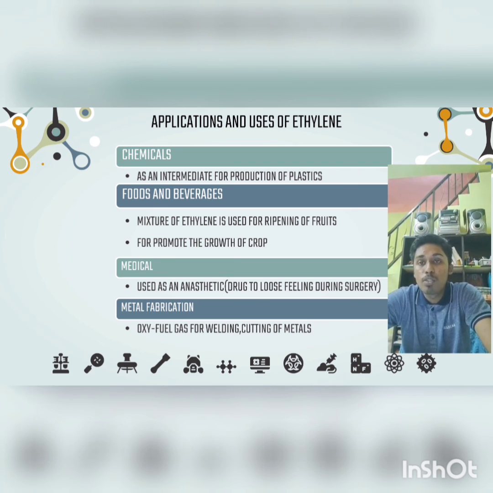And at last, it is also used for metal fabrication. We all know that ethylene can easily get burnt because of its high reactivity. So in metal fabrication, it is used as oxy-fuel gas for welding and cutting of metals, because it will burn at high temperature. That's why it is used in metal fabrication.